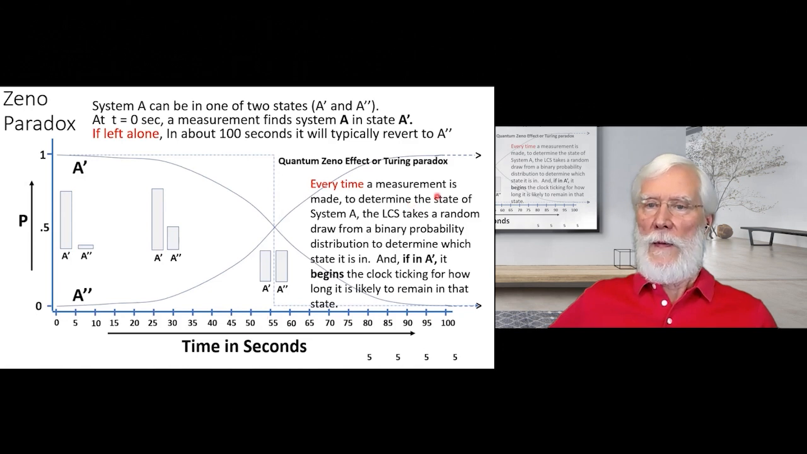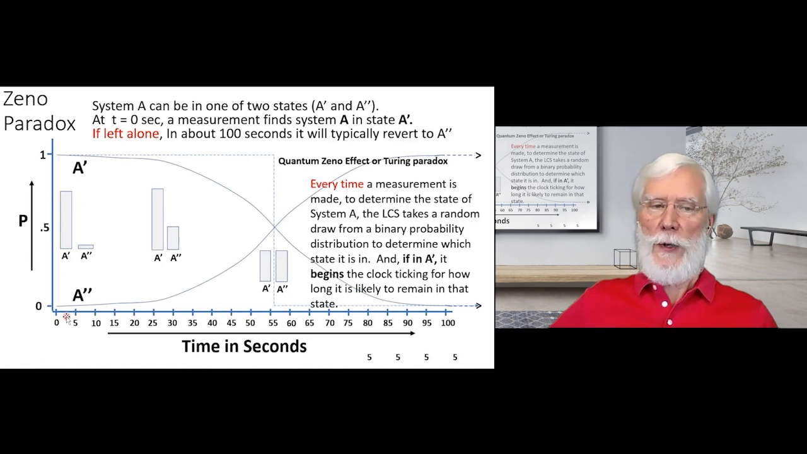So measurements made to determine the state of system A take a random draw from a binary probability distribution. That's this one. Well, this is tiny. At this point in 2 seconds, this is even not fair. It should be a lot smaller than that, but I couldn't make anything smaller that you could still see. So that should really be a whole lot smaller. So you get A prime again, you get A prime again. And if I measure it every 2 seconds, I'll always get A prime again.